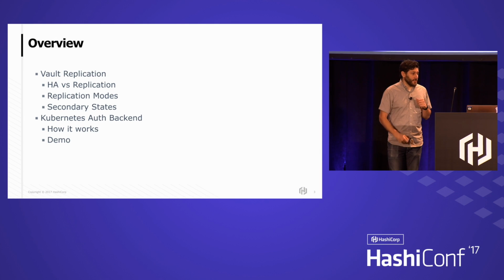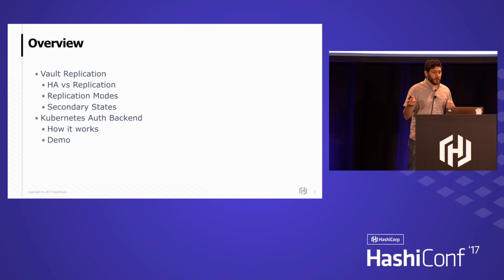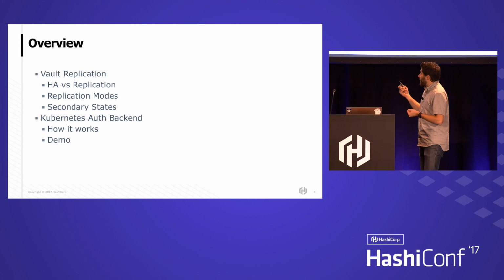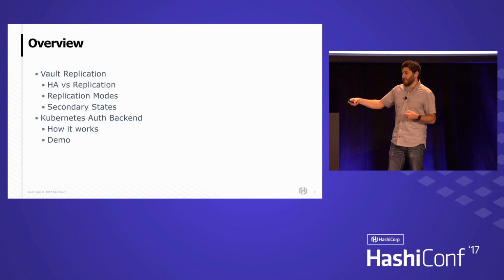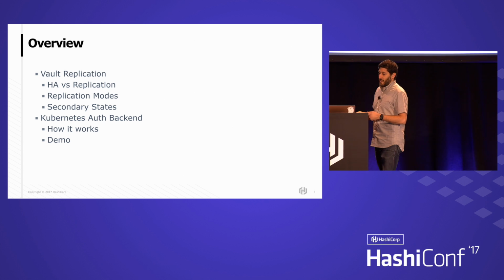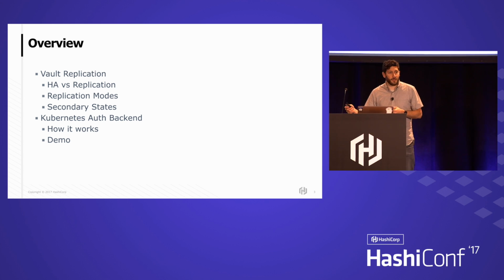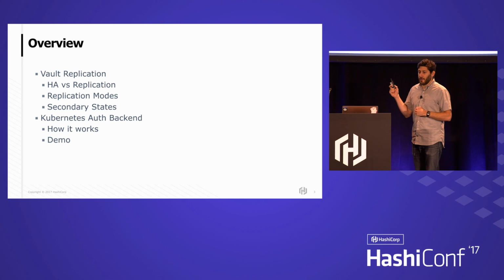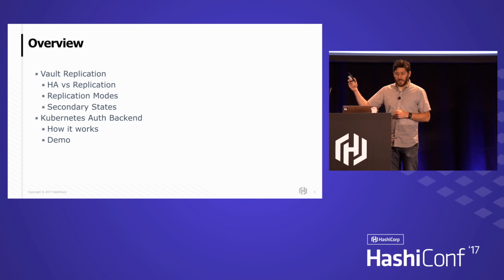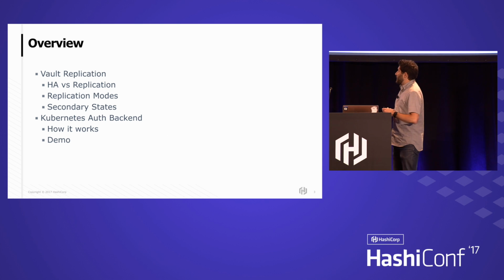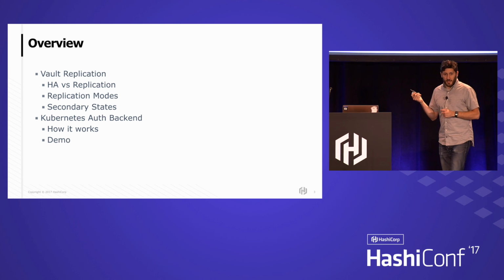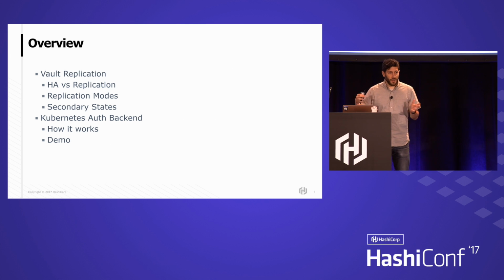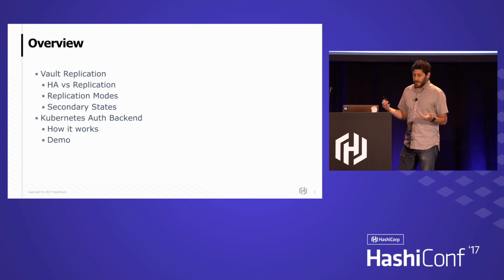And today, I wanted to talk about two of the newish features in Vault, one of which is Vault Replication, which came out in Vault 0.7, and some more functionality around it came out in Vault 0.8. With Vault Replication, I'm going to talk about the distinction between high availability and replication. Then I'm going to go into some of the different ways you can use replication, and then get into some of the ways that your secondary might act when it's in a replicated state.